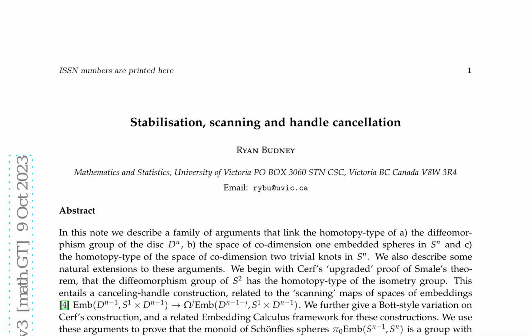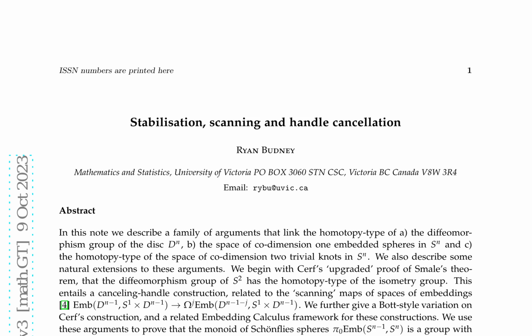The process of stabilization, scanning, and handle cancellation involves three key maps. The first map, EMB(D^{n-1}, D^n) → EMB(D^{n-1}, S^1 × D^{n-1}), attaches a 1-handle to D^n, linking the standard S^{n-2} in ∂D^n, effectively changing the codomain of the embedding. This map is a homotopy equivalence, as shown by Cerf's result.